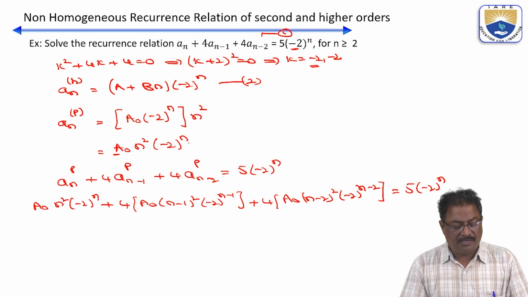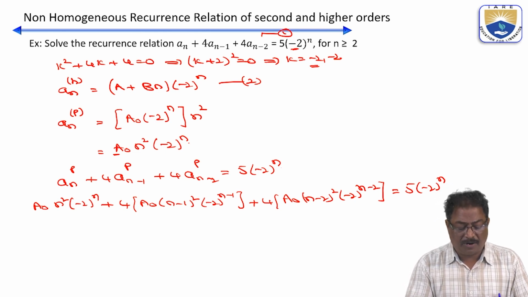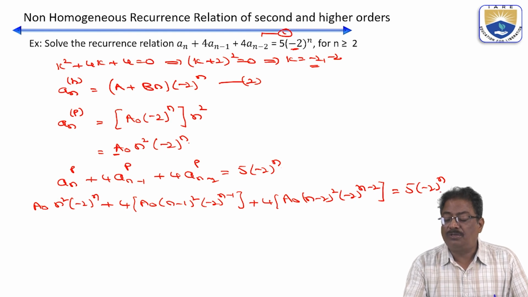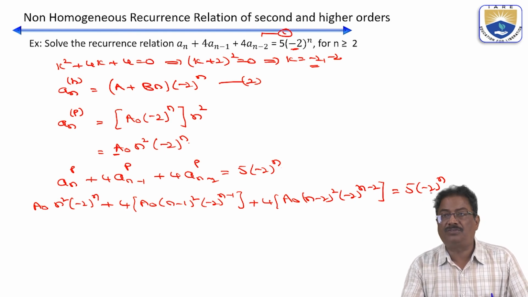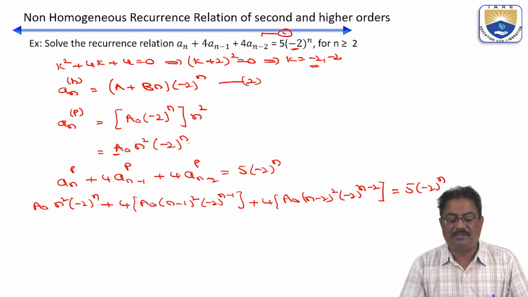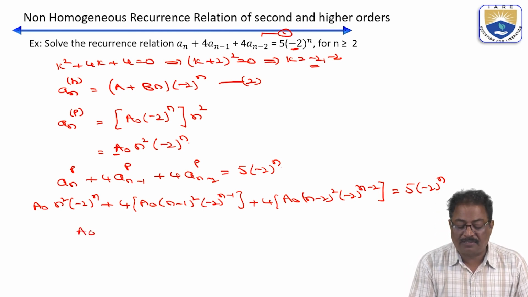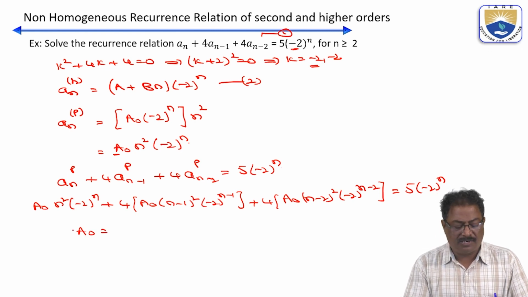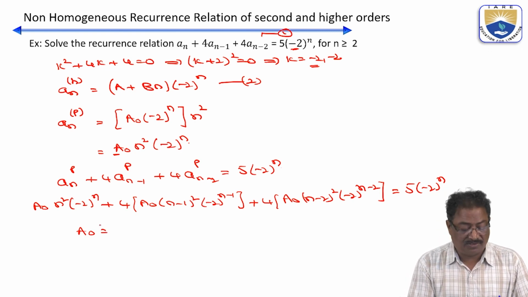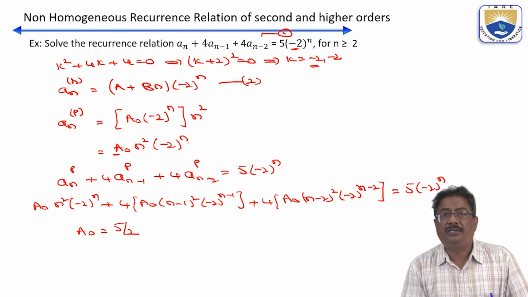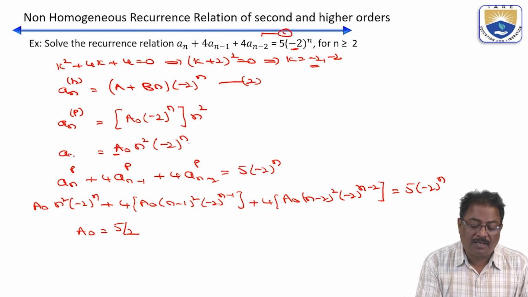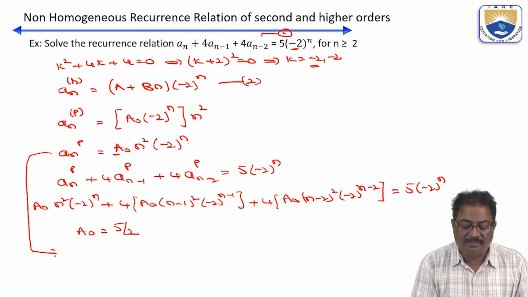So now once again you just expand this and simplify, canceling the (-2)^n terms on both sides. Then you are going to get a_0. After simplification, a_0 = 5/2. After getting the value, you substitute in the assumed particular integral: a_n^(p) = (5/2) n^2 (-2)^n.